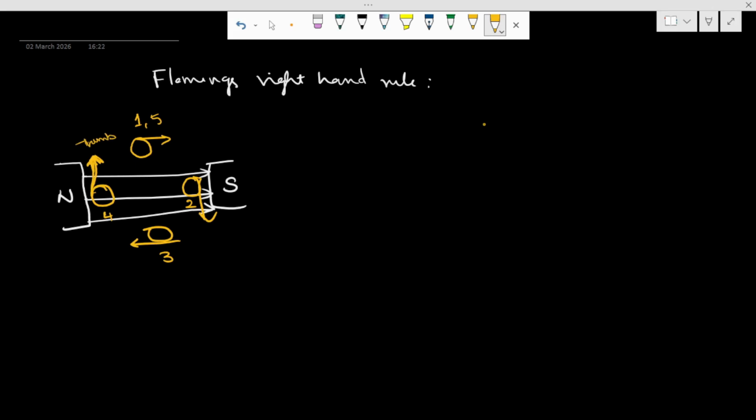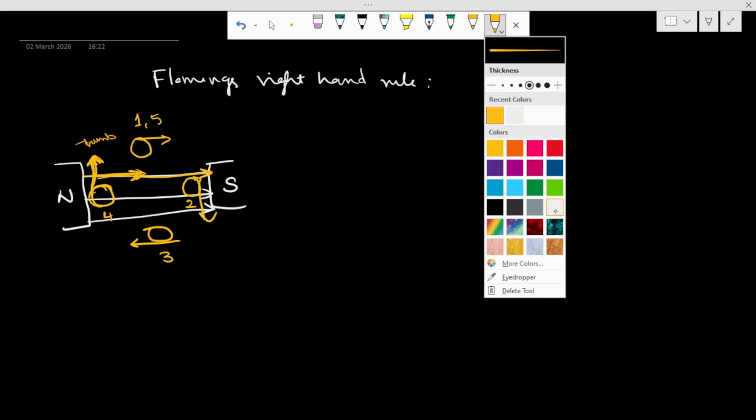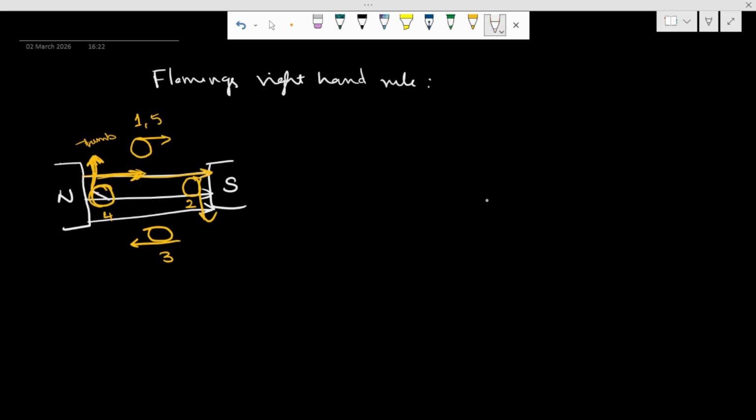The magnetic field is flowing from north to south. This forefinger shows the magnetic field direction. Stretch your fingers, thumb and forefinger. Then the middle finger shows into the plane, means into the conductor. Into the plane, the polarity we take as a cross mark. Let us take the cross mark as positive polarity.